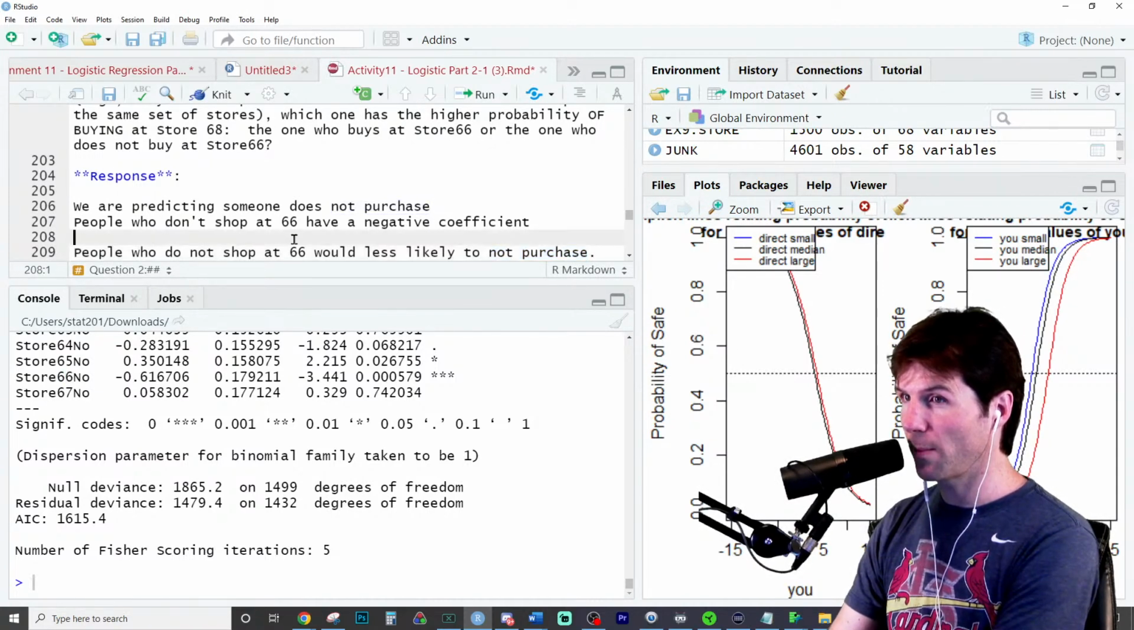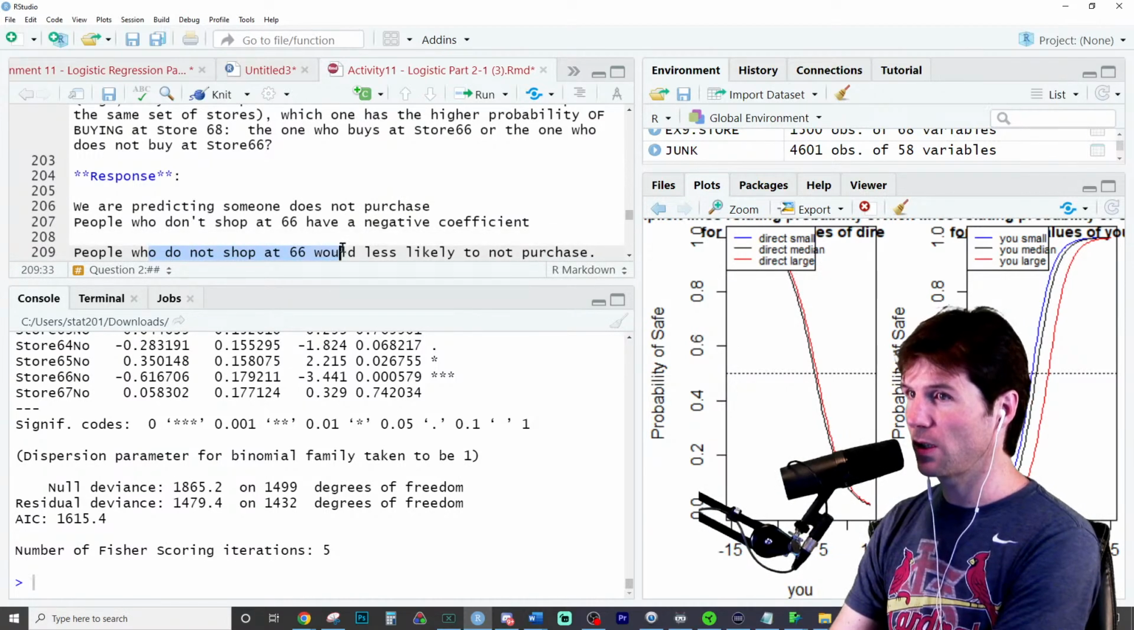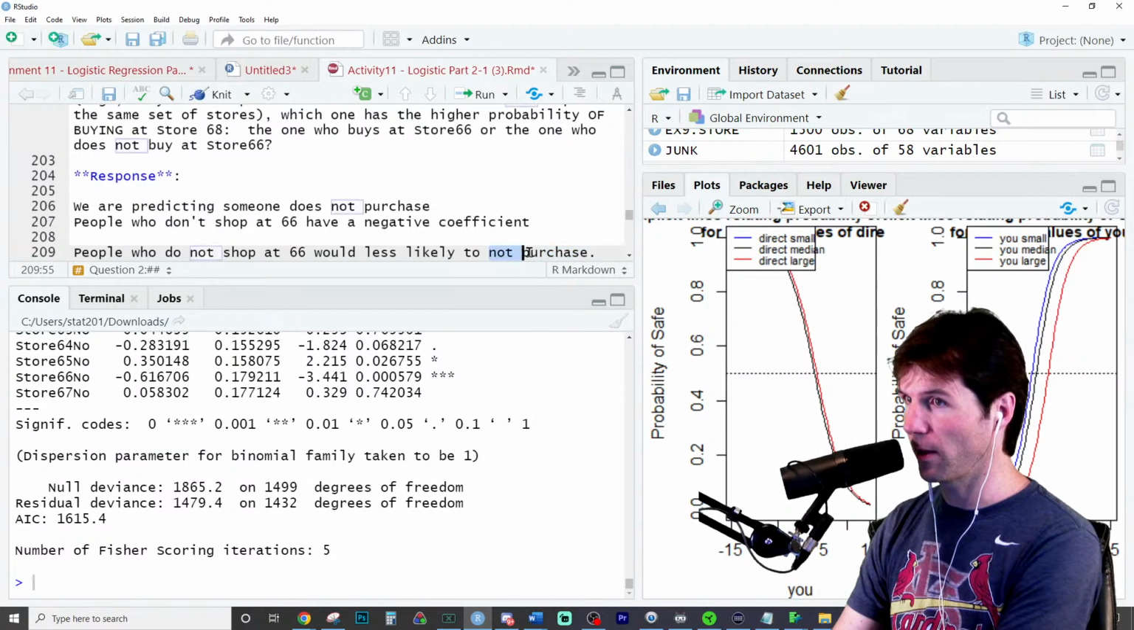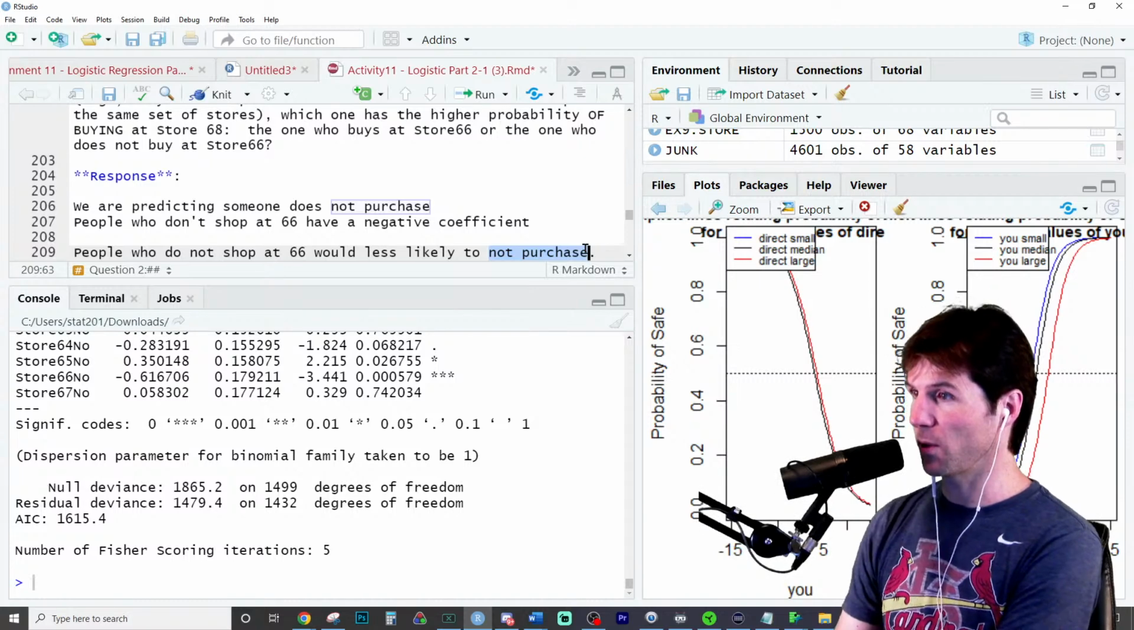People who do not shop at store 66 would be less likely, because of the negative coefficient, to not purchase, because not purchase is the level of interest we're talking about here.